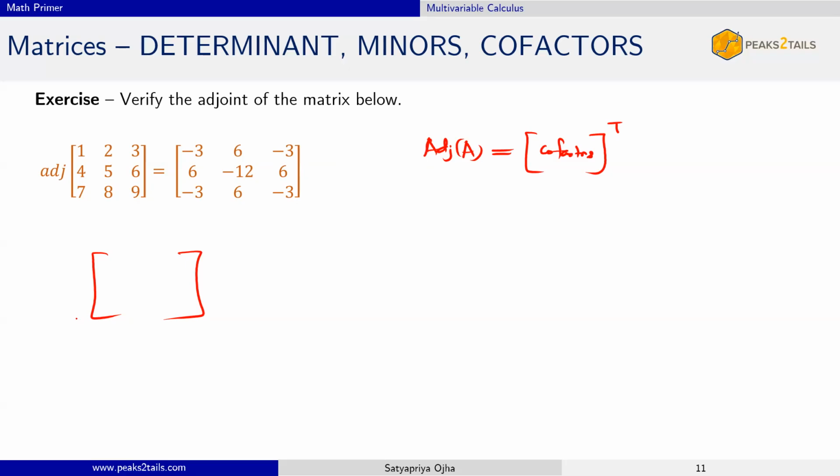What is the minor of 1? 45 minus 48, minus 3. But do I need to multiply by minus 1? No, the first element is 1,1. So the answer is minus 3. Correct. Perfect. What is the minor of 2?